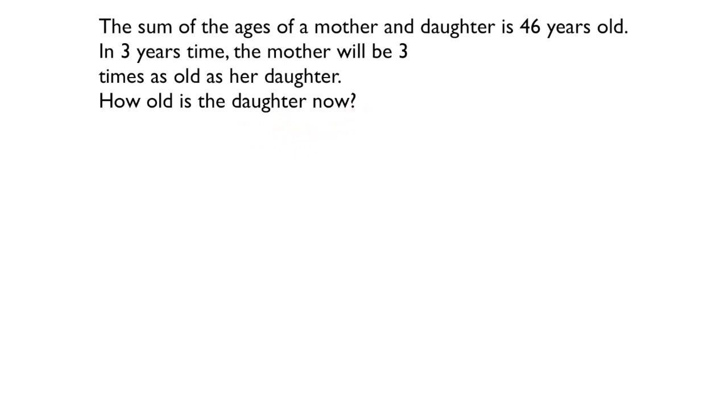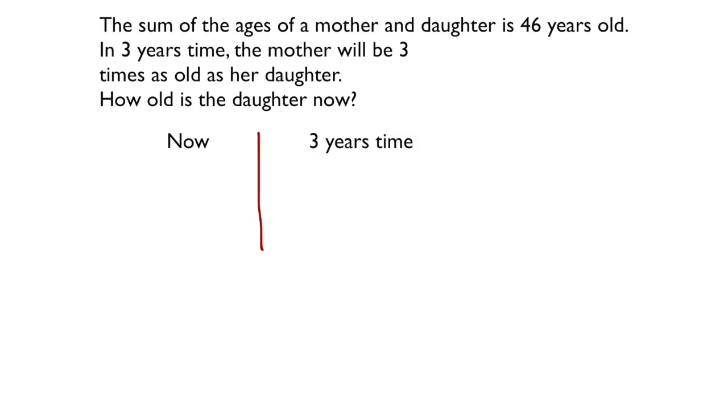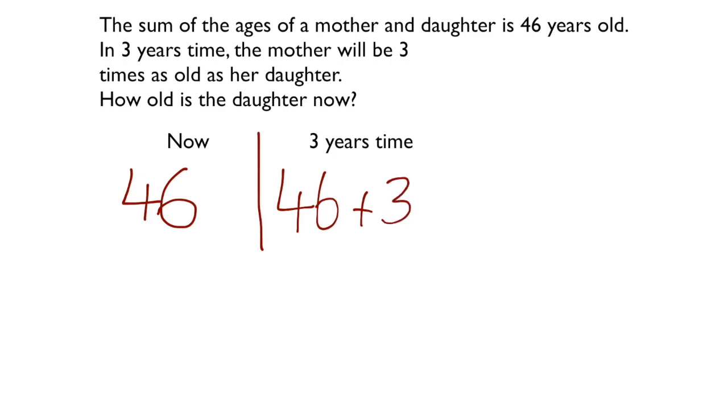So the best way to solve this is to make a little table. On the left hand side I will write now, and on the right hand side I will write 3 years. So we can write in that they are 46 years old now combined, but in 3 years' time there will be 46 plus 3 plus 3, which gives you a total of 52.